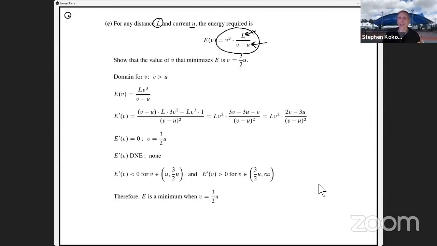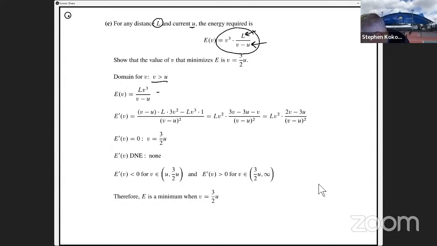It turns out, sorry, Curtis, I got to get this in there. It turns out that empirical data suggests that, in fact, this is true: the velocity of the fish should be about 3/2 times the stream current to minimize the expenditure of energy. And evidently, through observation, this is proved to be pretty darn accurate. This is amazing. So the domain here is V greater than U.